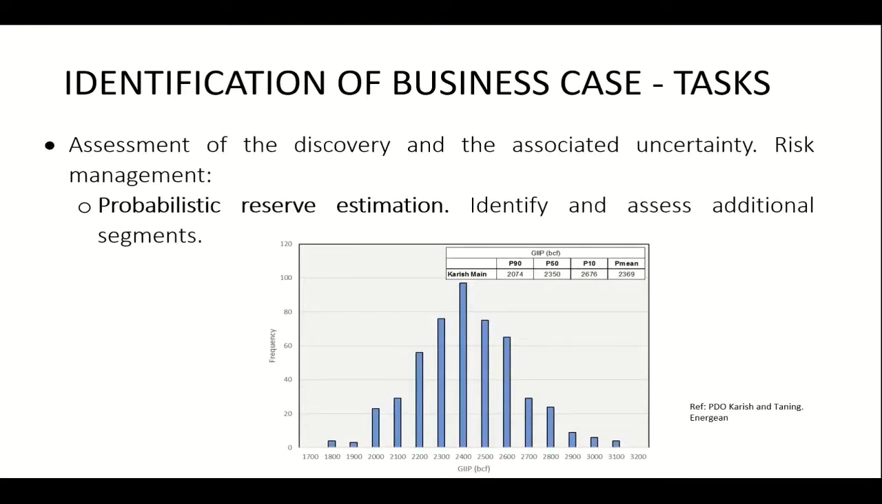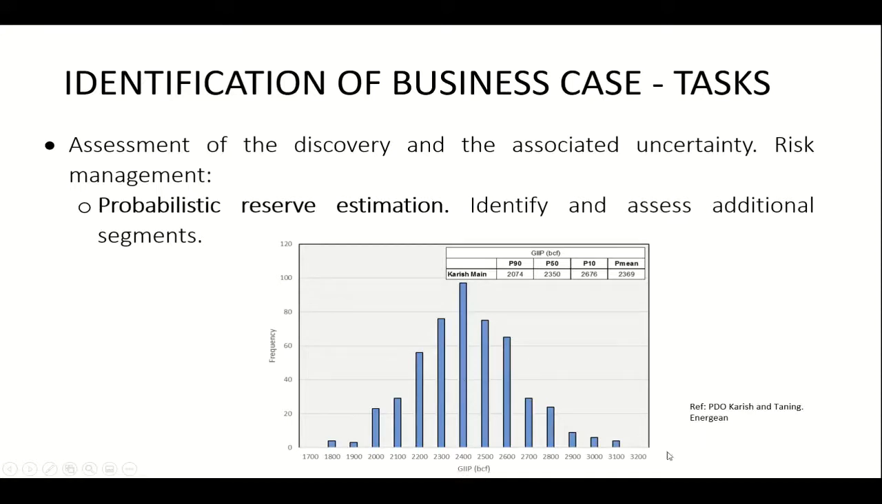So after we have a discovery, we try to assess the discovery and the uncertainty associated with it. From the technical part, there are other things, as I mentioned before, the political aspects, the location, the social, geographical access, etc. But from the reservoir engineering side, we try to determine how big my discovery is. So in that case, usually a probabilistic reserve estimation is performed, to try to identify and assess the size.